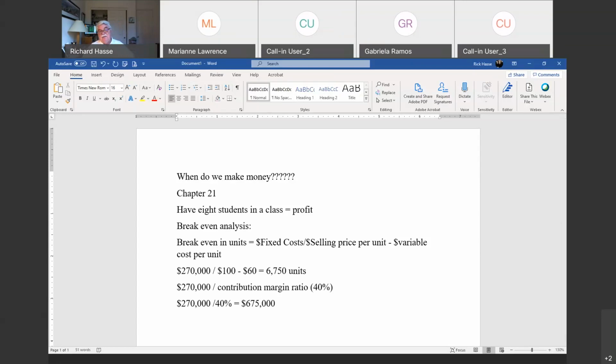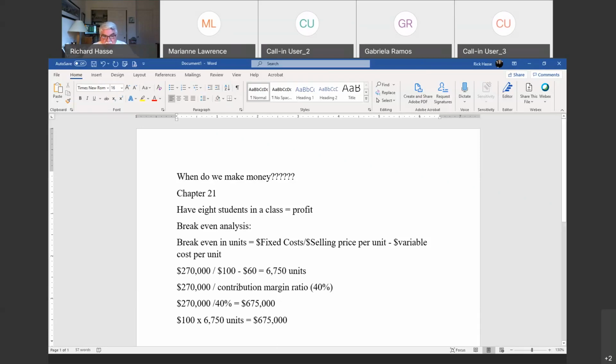That's my break-even point in sales. How can I verify that? I can just take my selling price of $100 and multiply it times 6,750 units. That's my check figure. Let's get out the calculator. I take $100, my selling price, times 6,750, I get $675,000. That's my break-even point in dollars.